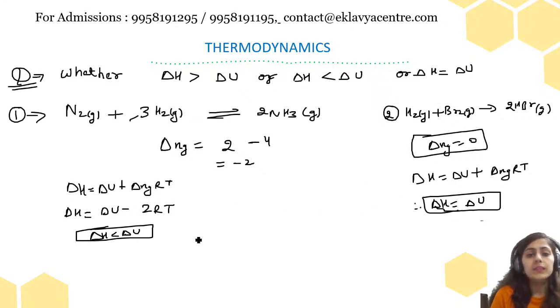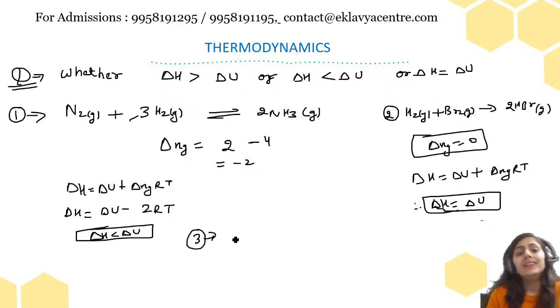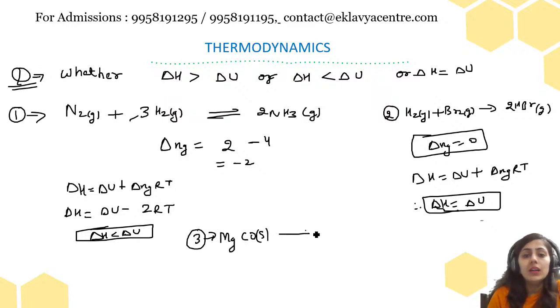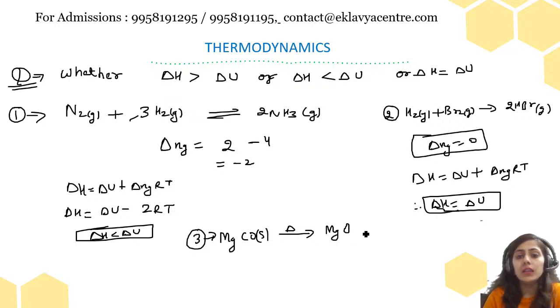Suppose, let us discuss another case also where delta H will be greater than delta U. Like suppose we have magnesium carbonate, it's a solid, and on heating we'll get magnesium oxide, which is again a solid, plus carbon dioxide gas.